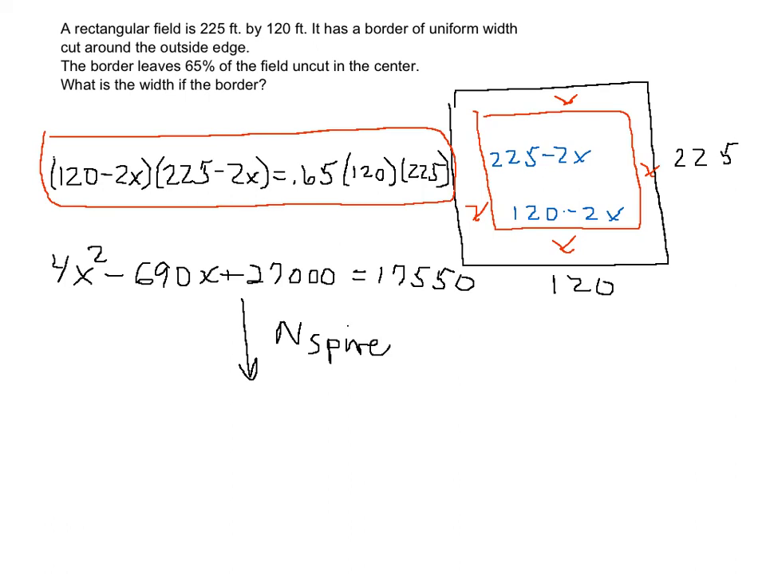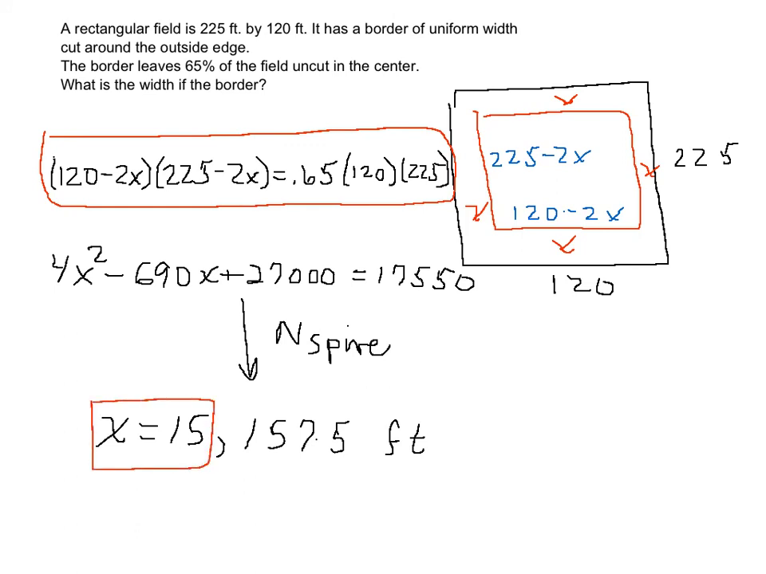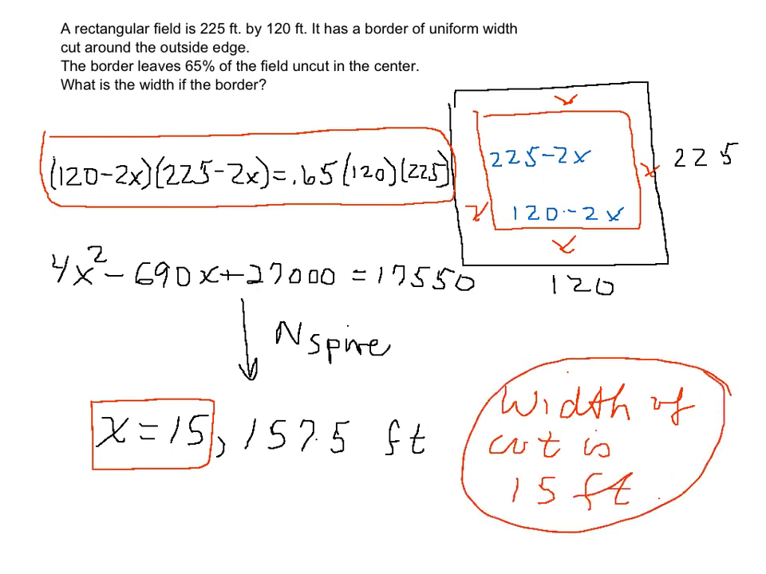But when you solve it, you get two solutions. You get x is equal to 15, or x is equal to 157.5 feet. Now, there's no way that x could be 157.5 because that would make this negative. So our only possible solution is 15. And so the solution is the width of the cut is 15 feet.